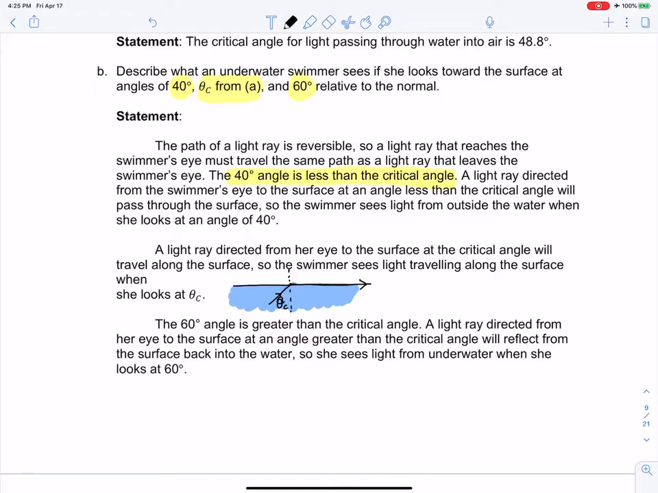For any value greater than the critical angle, for example 60 degrees, which is greater than 48.8 degrees, if light travels at 60 degrees, it's going to be internally reflected. None of it will pass through. It'll be reflected, and the angle of reflection will be 60 degrees.